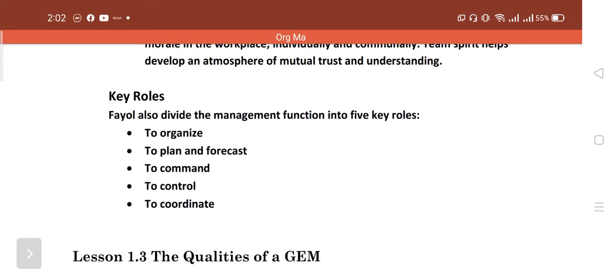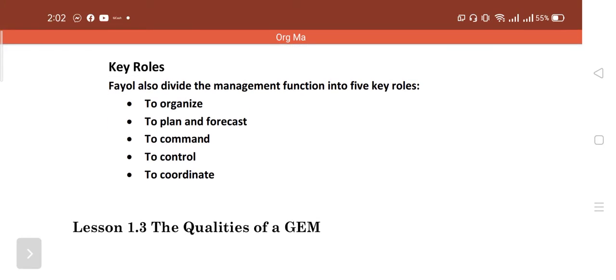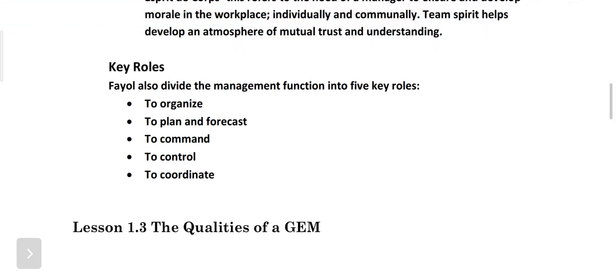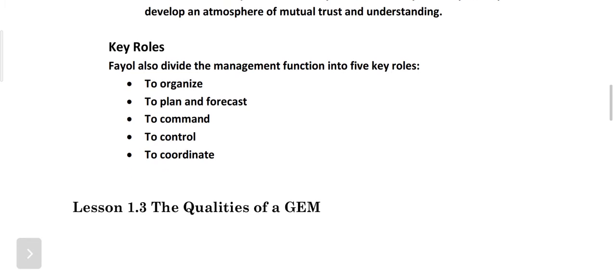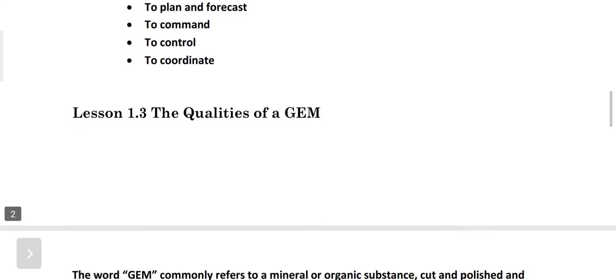The next will be the key roles. So Fayol also divided the management function into 5 key roles. First is to organize, next to plan and forecast. Next is to command, to control, and to coordinate.